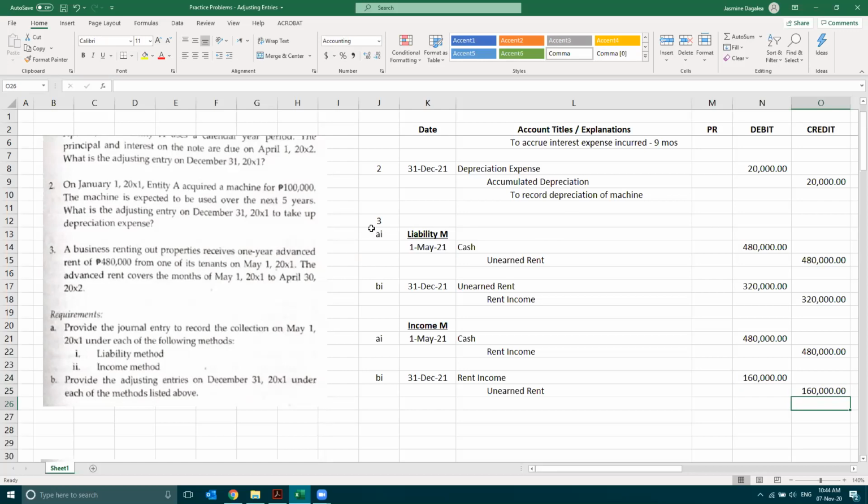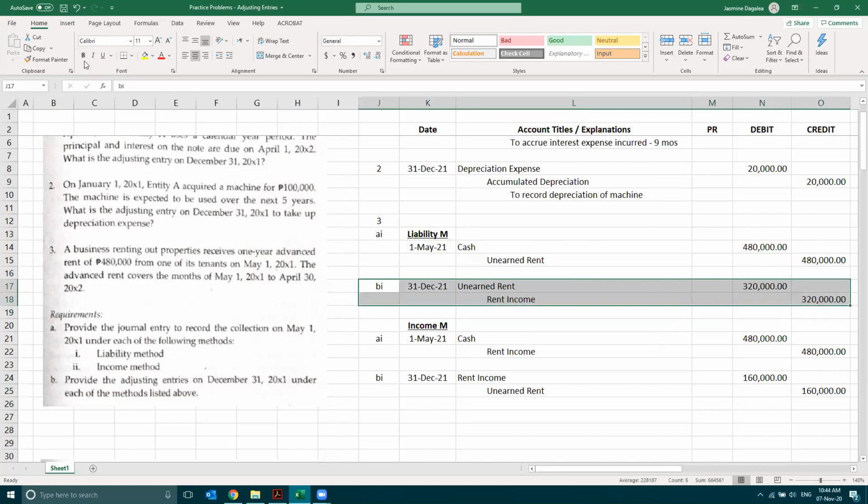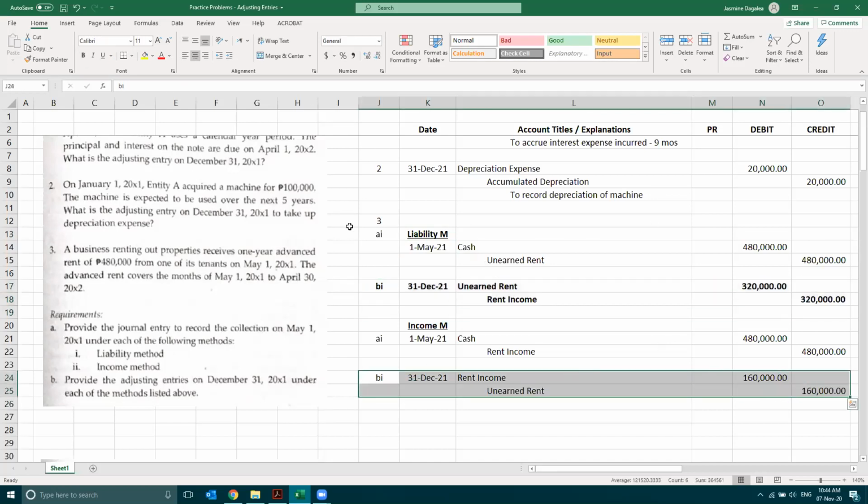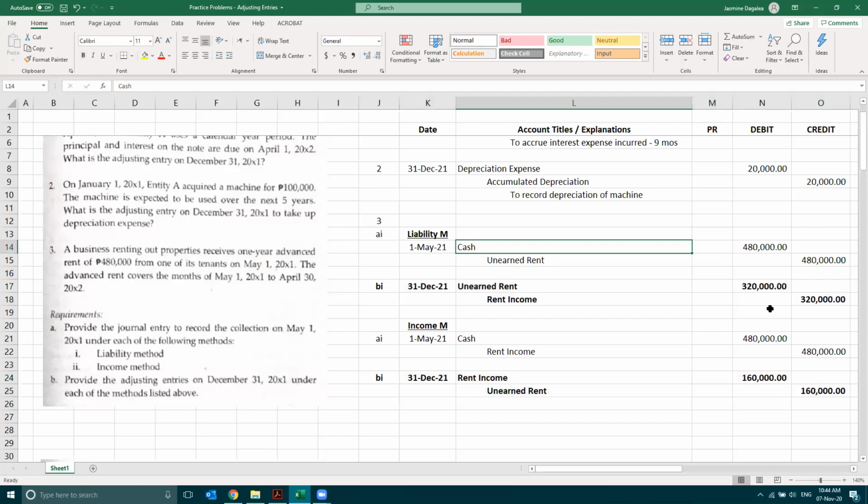Now you see the difference of the liability method. This is your adjusting entry. Initially, you recorded it as a liability, unearned rent. For your adjusting entry, you recognize it as rent income because you have earned it from May until December. So you debit unearned rent, which you recorded before, 480, and remove 320 of it, because that is really your rent income as of year end.